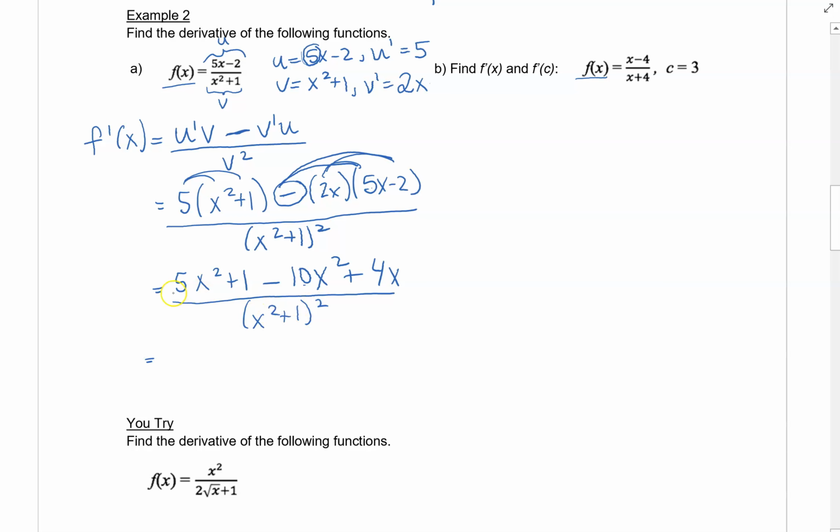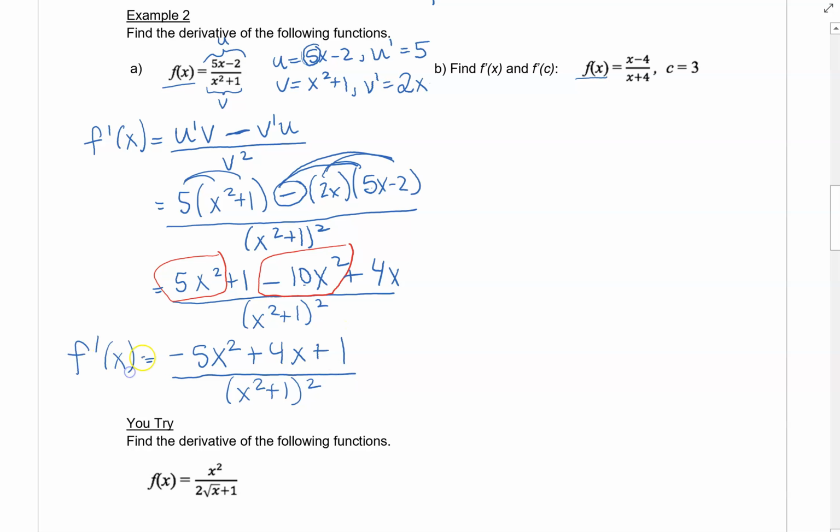So then I can combine my like terms. I've got a 5x squared and a minus 10x squared. If I add them together, I get negative 5x squared. So I get negative 5x squared plus 4x plus 1. I went ahead and put it in descending order. And then all of that is over x squared plus 1 squared. And so that would be our final answer for f prime of x using the quotient rule.